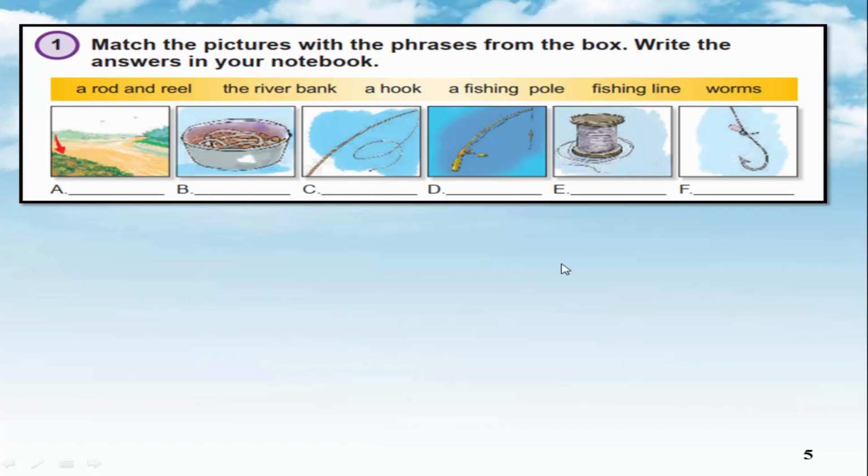So let's move on to part 1 of our lesson. The first one is match the pictures with the phrases from the box. Write the answers in your notebook. So look at this one. A rod and reel, the river bank, a hook, a fishing pole, fishing line, and worms, which are for picture A to picture F. So you have to think about the answer by yourself, and then let's check the answer. I give you around 1 minute to think about the answers.